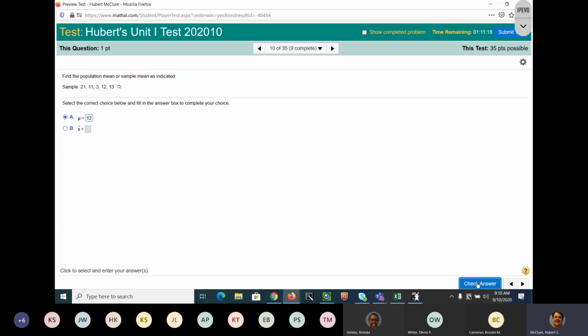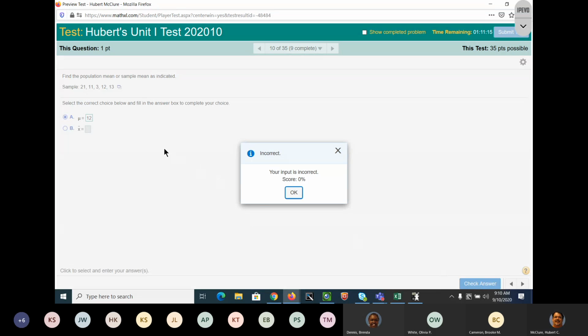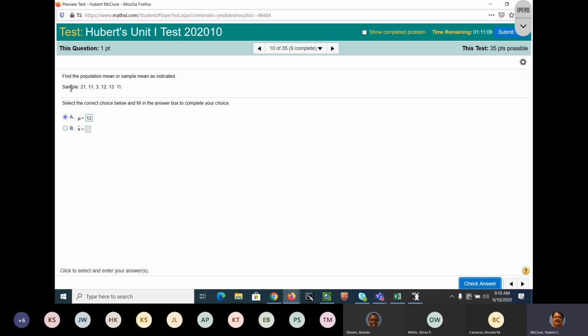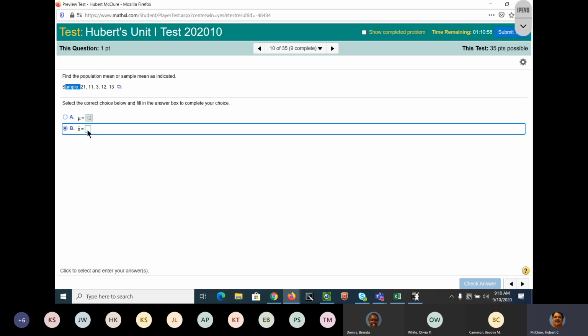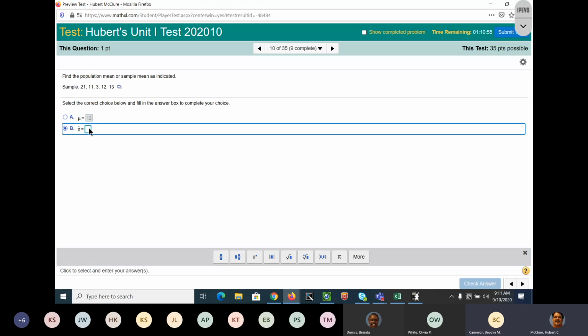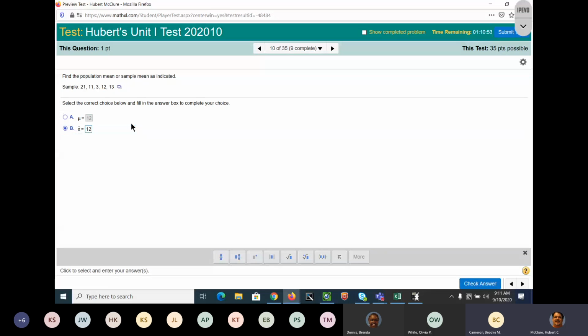Did I not get that one right? Oh, I'm sorry. It says sample. We were both wrong. The directions say find the population mean or sample mean, and right here it says sample. So it's supposed to be X bar. I'm sorry, I didn't see that. So even though it says population up here, read the directions. Find the population mean or the sample mean, and then it says right here, sample.